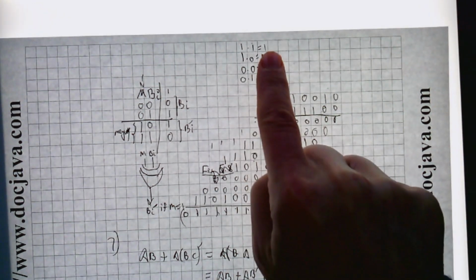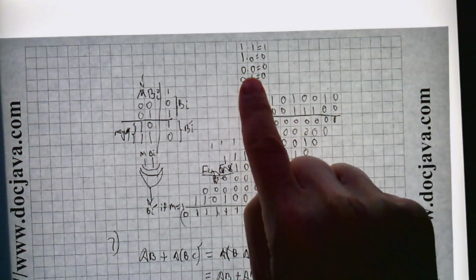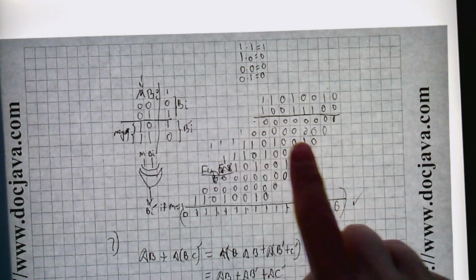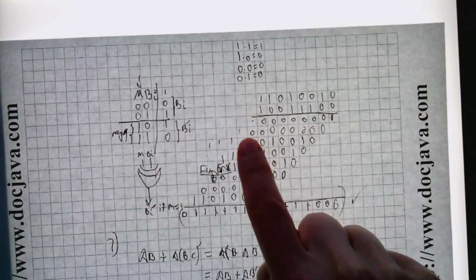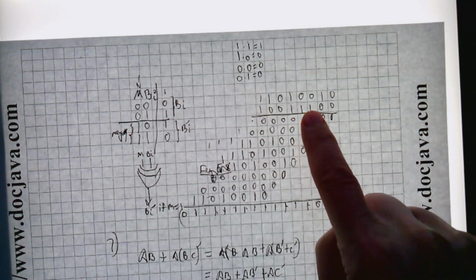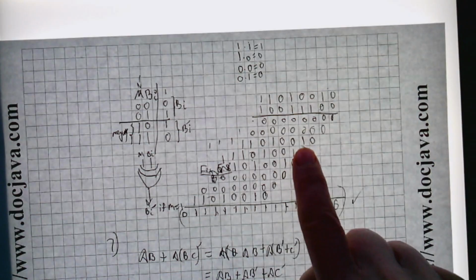1 times 1 is 1. Anything times 0 is 0, including 0 times 0. So 0 times all of this is 0, 0, 0. 0 times all of this is 0, 0, 0. The only difference is you have to shift it over by 1, just like regular multiplication. Then you take this and copy that and put it right there.